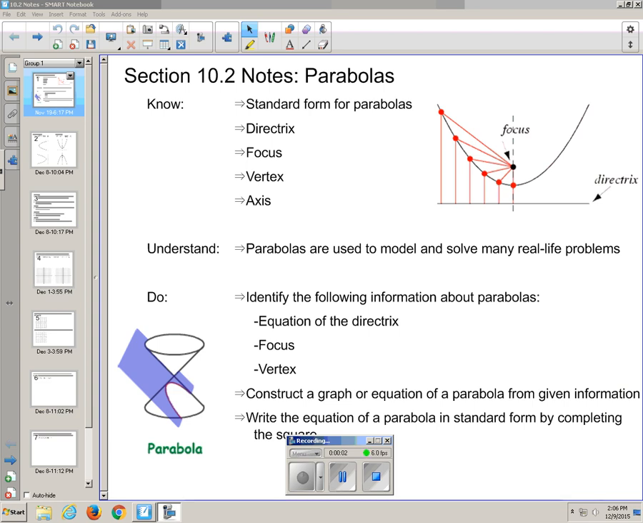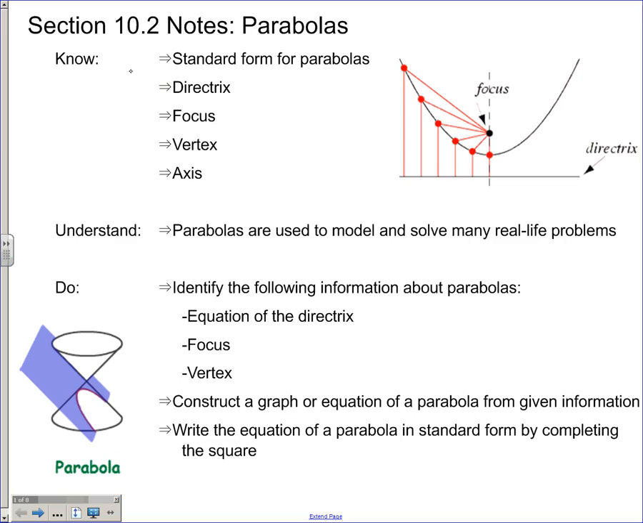Our third and final conic section that we're going to be talking about is the parabola. And you can see in this upper right image that the way we define a parabola is having equal distance from a fixed point, which is the focus, and a line, which is our directrix. So those different lines are all the same length from either the focus or from the directrix.